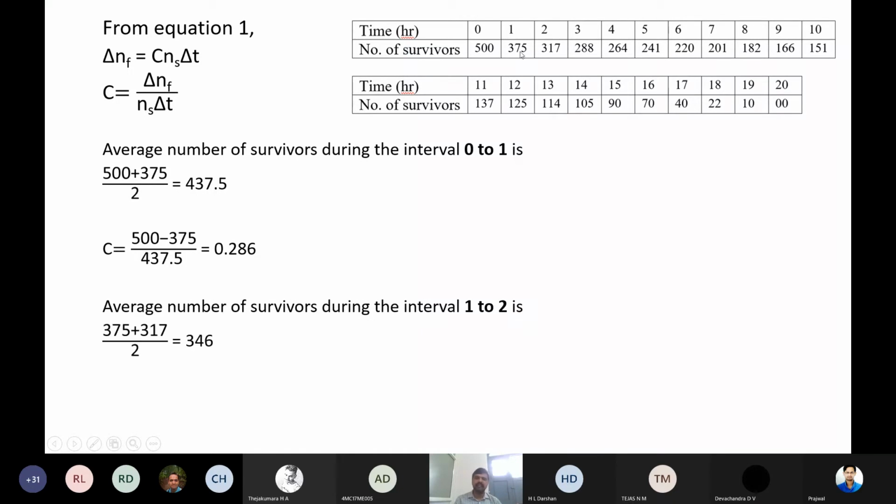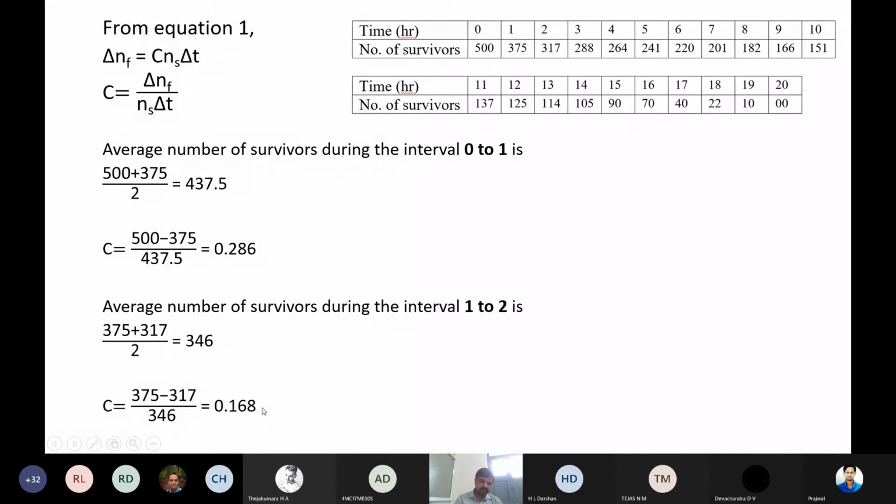Okay, next again 375 plus 317, you will get 346. Then again substitute 346 for ns delta t, that is on the denominator, you will get 346. And the numerator you will get 375 minus 370.